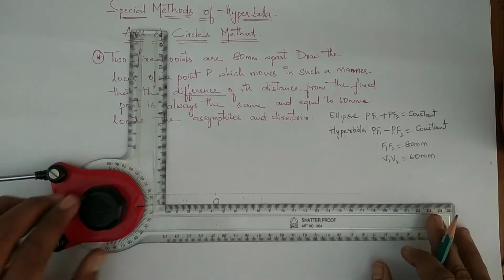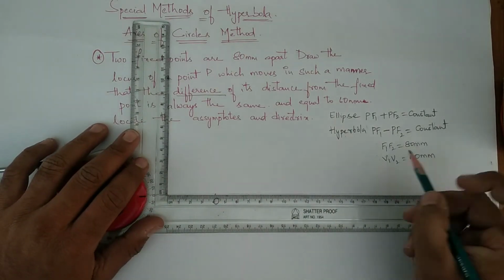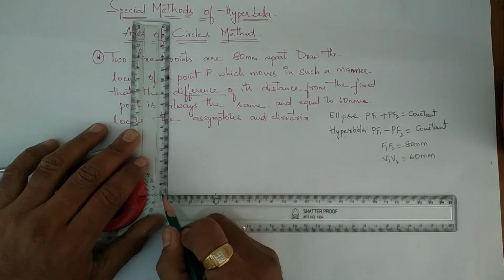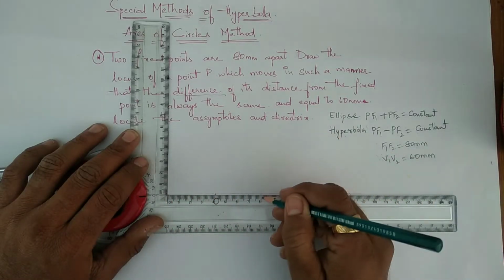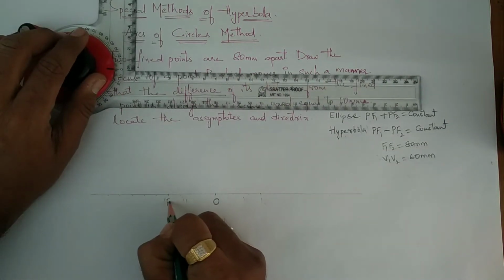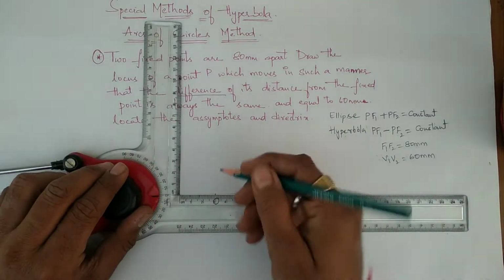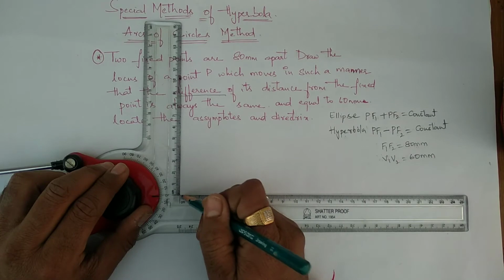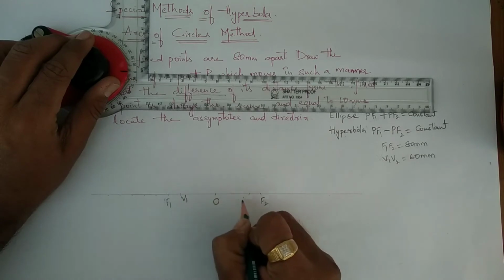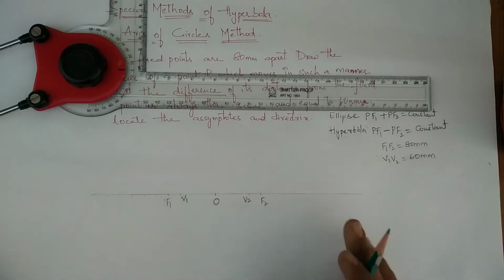First locate the focus points, the fixed points. That should be 80 mm, so 40 mm towards the left side of O and 40 mm on the right side of O, so that the focus distance is 80 mm. These are F1 and F2. Next V1 and V2: 30 mm towards the left side of O and 30 mm towards the right side of O, marked as V1 and V2. This is how we locate the focus points and vertex points.